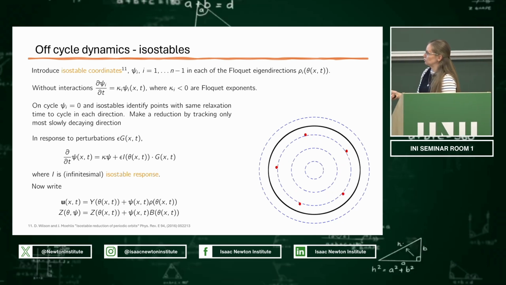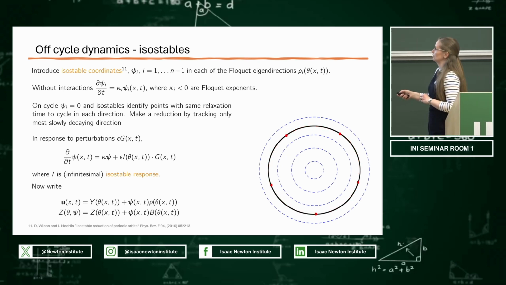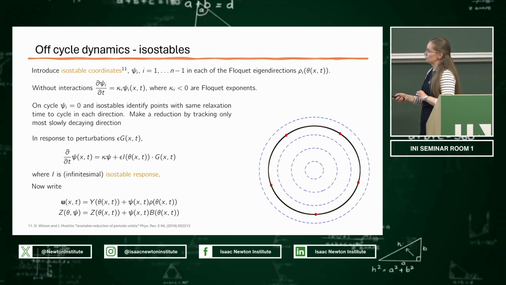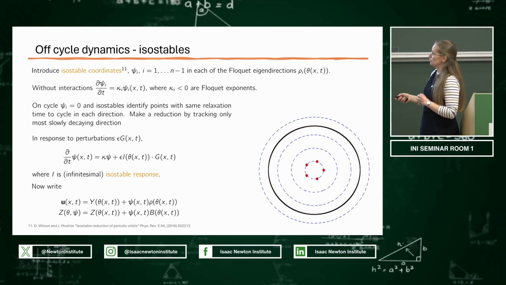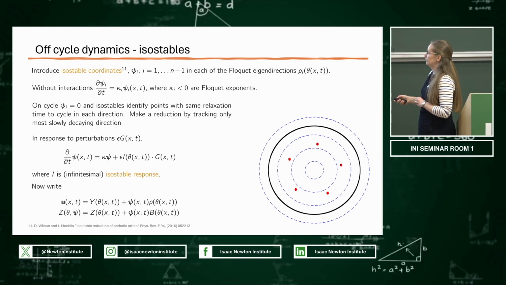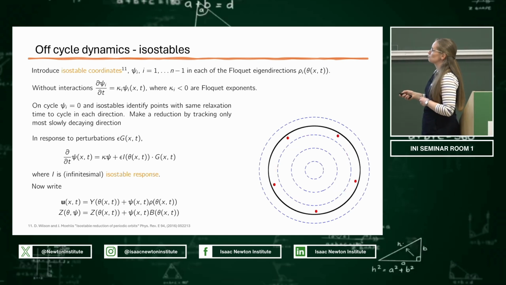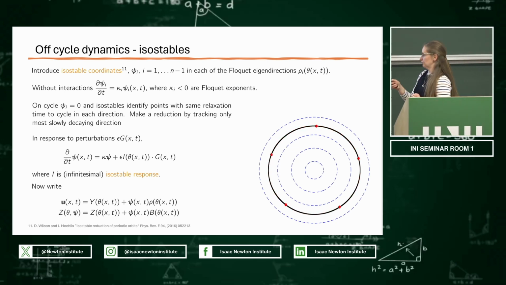So U is now allowed to be on cycle plus a bit off cycle in the direction of our Floquet eigenvectors by the amount of the isostable coordinate. And similarly, we can rewrite our Z, our phase response function, as the bit on cycle plus a bit off cycle. It's like expanding in the isostable coordinates. So this B is just a higher order correction to your phase response.